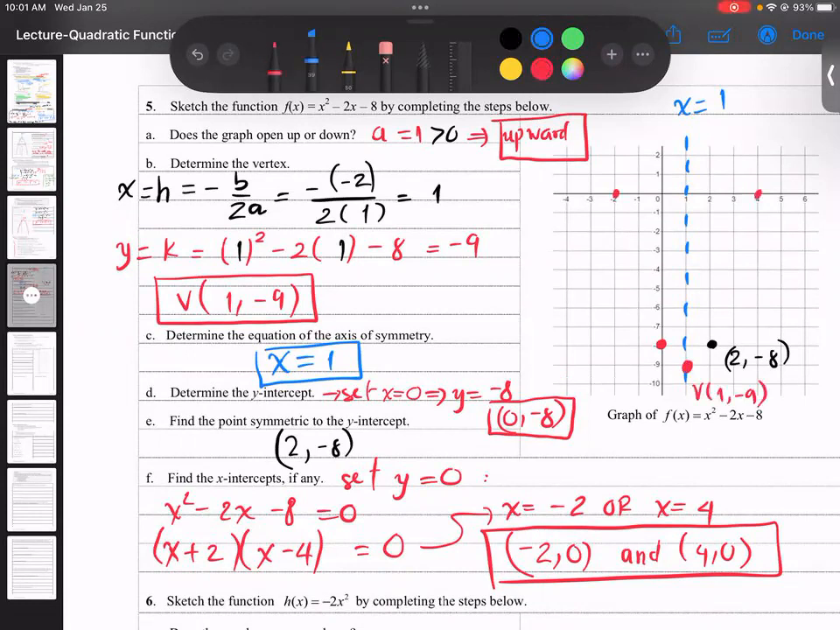Your graph should make sense, right? If some point is off, like say your vertex is right here and then your y-intercept right here, that doesn't make sense. You want to check your calculation again.